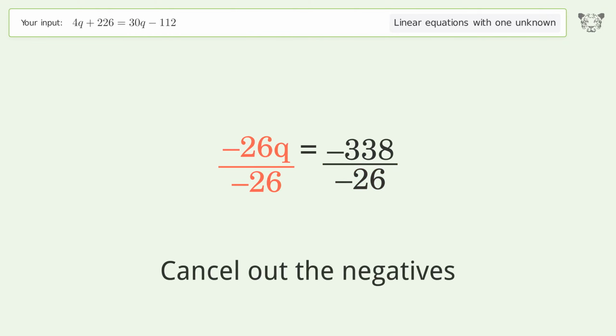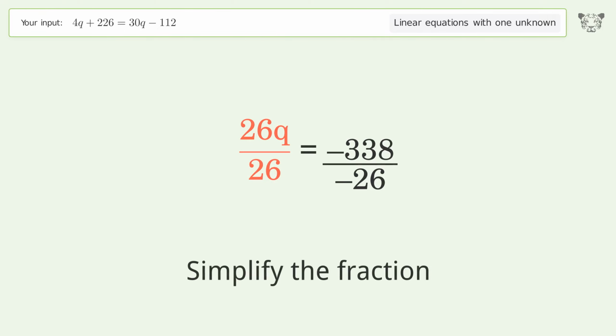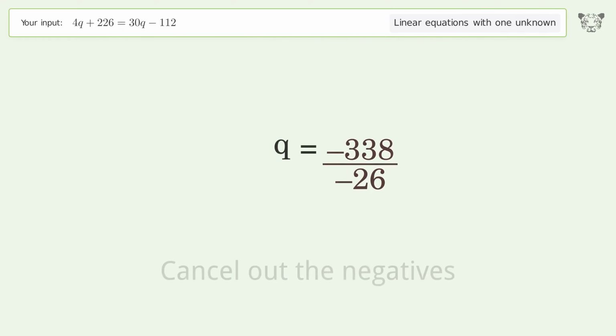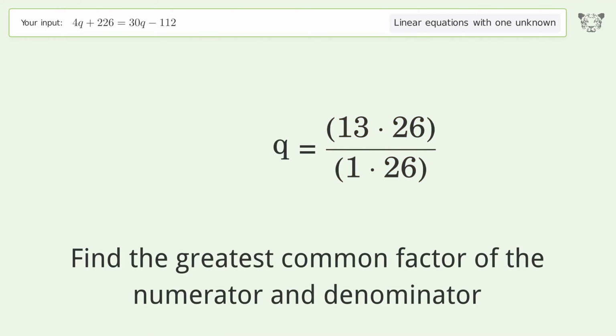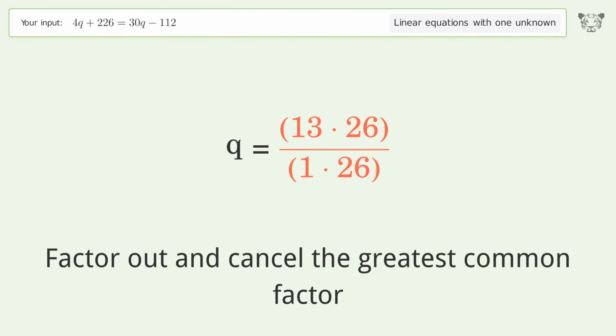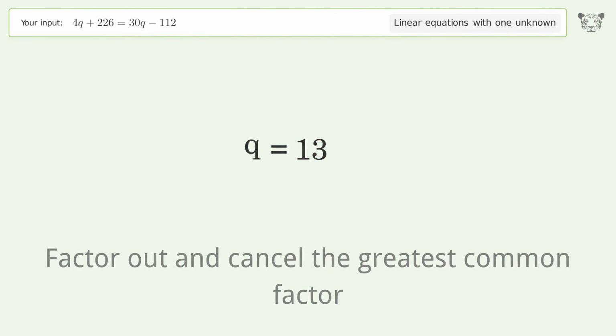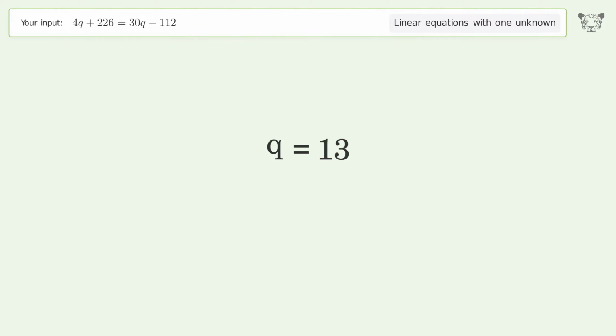Cancel out the negatives. Simplify the fraction. Cancel out the negatives. Find the greatest common factor of the numerator and denominator. Factor out and cancel the greatest common factor. And so the final result is q equals 13.